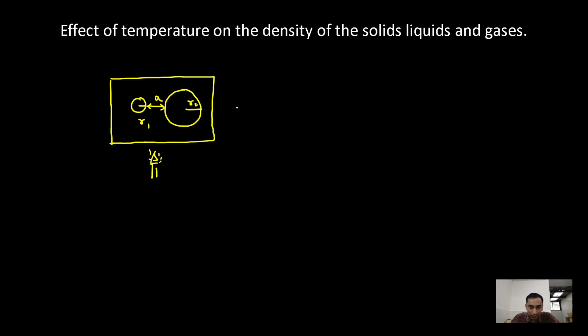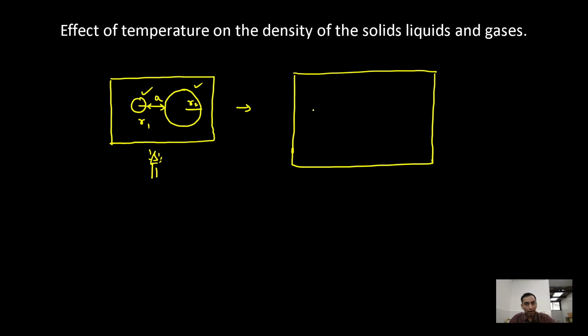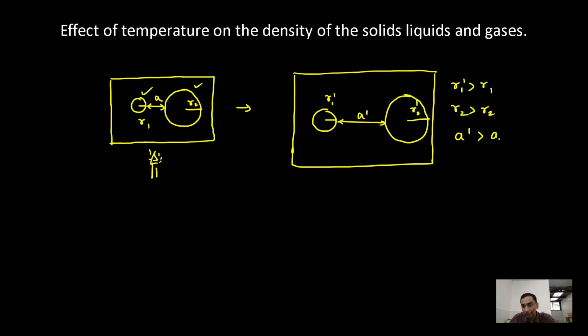All right, so let's understand. When you heat up, expansion happens. Volume increases, thermal expansion happens. Since these two holes are also part of the plate, the holes also increase in size. This becomes R1 dash, R2 dash, and of course R1 dash is greater than R1, R2 dash is greater than R2, and the distance becomes A dash, which is also going to be greater than A. So the answer is all distances increase, none of the distances decrease.